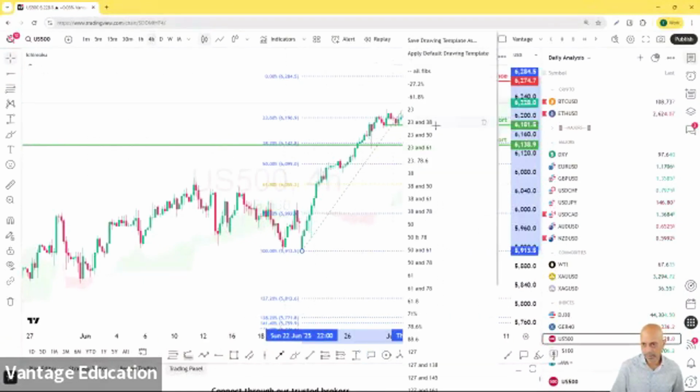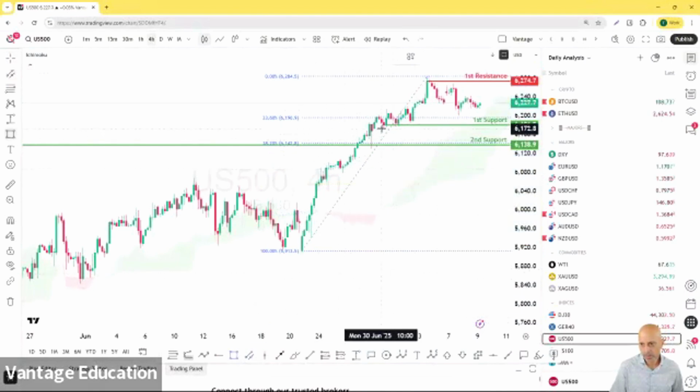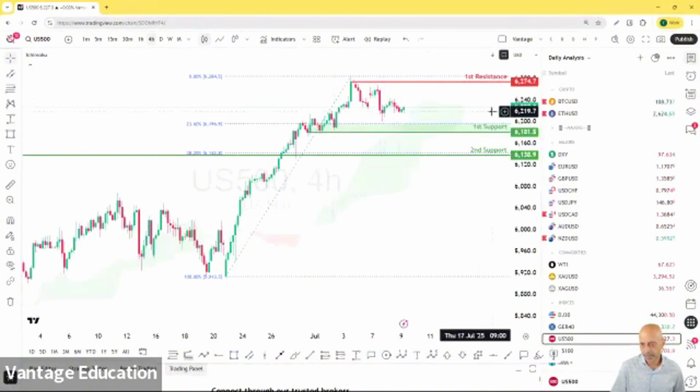So we're going to keep 23 and 38 and highlight the first support as a zone here, right? And we can see that should we see US 500 pull back all the way into this zone, we may get a good opportunity to go long off this level here, right?